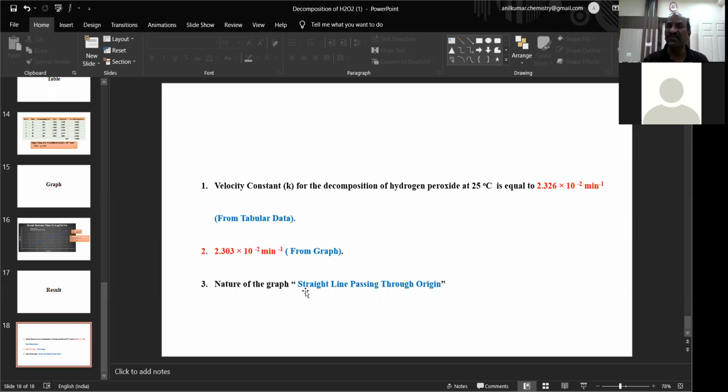The nature of the graph should be a straight line passing through the origin. The graph should pass through the origin. So this is the experiment for the hydrogen peroxide.